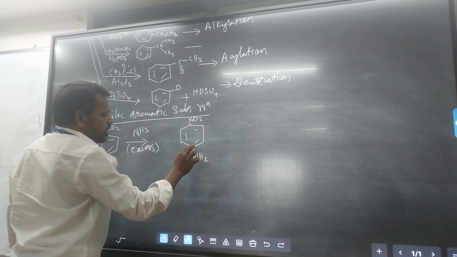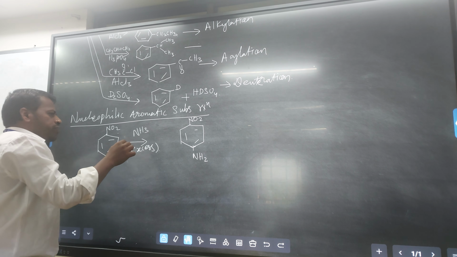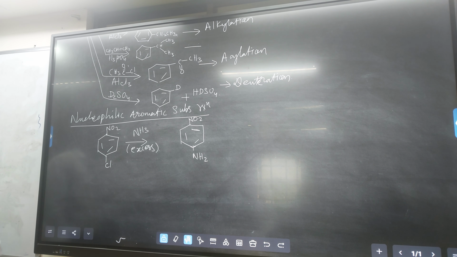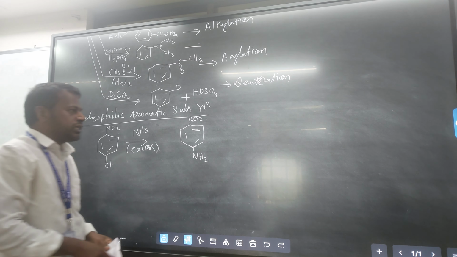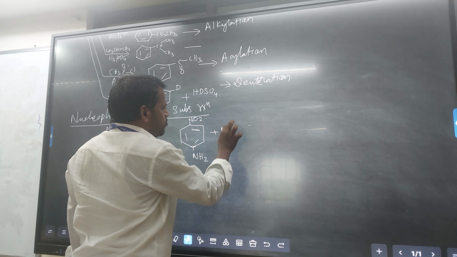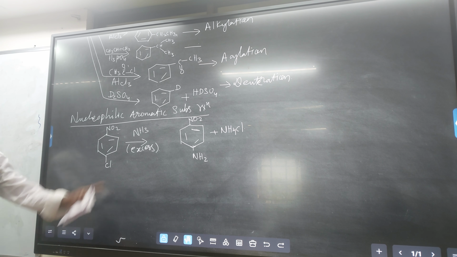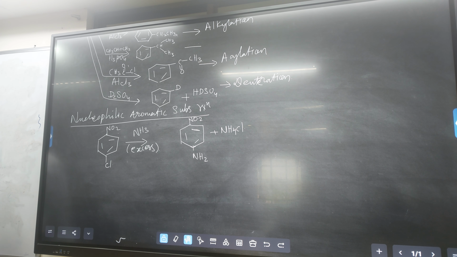Already NO2 is there, there is no problem. So NH2 substitutes instead of the chloride. Already NH3 is in excess amount, therefore NH4Cl is your byproduct, because we have to pass NH3 continuously.